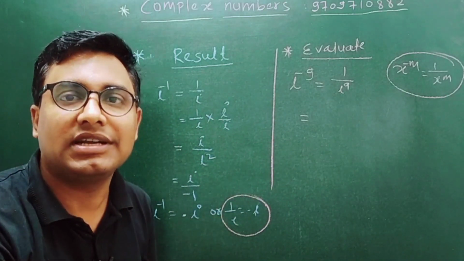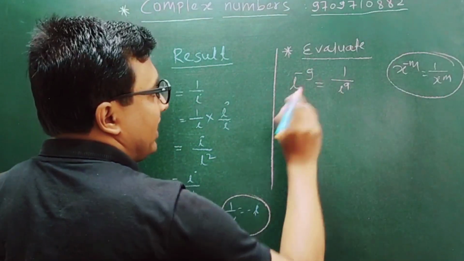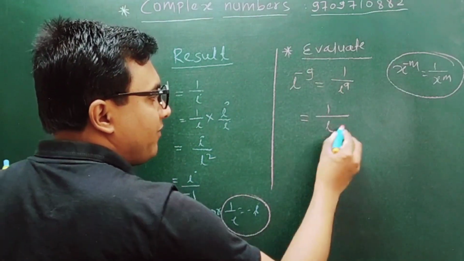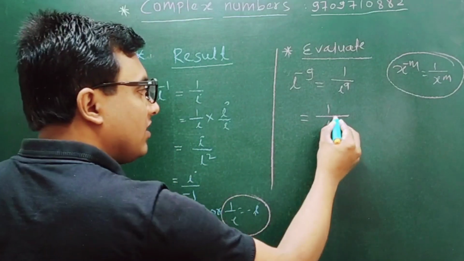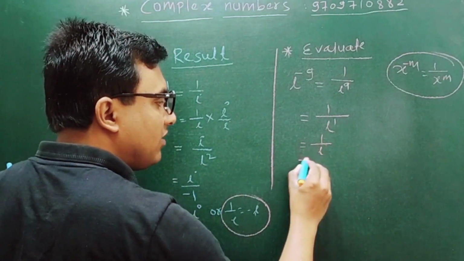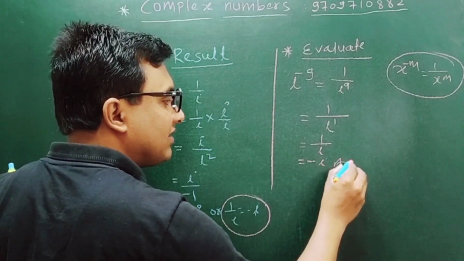Now here the power is a positive integer and greater than 4. We divide 9 by 4, we get a remainder 1. That means 1 upon iota is equal to minus iota. It is your final answer.